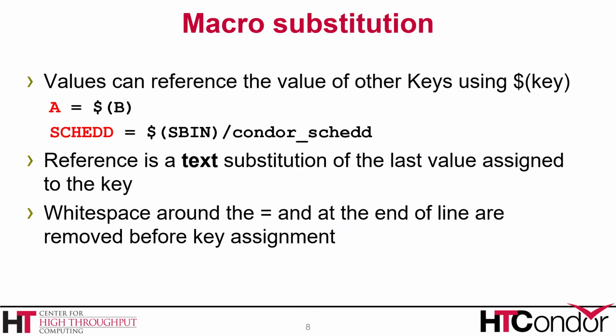And the values will be macro substituted if you use the $( syntax. And we use this extensively throughout the default Condor configuration. For example, we define a key, that's SBIN, the directory in which the server binaries are stored. And then we refer to that when we name the path to all our server binaries, like the schedd. So we say SCHEDD here is $(SBIN)/condor_schedd, where SBIN is expanded to the directory where the server binaries are held.